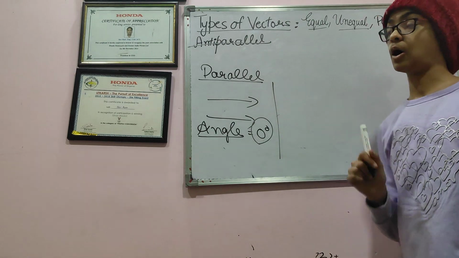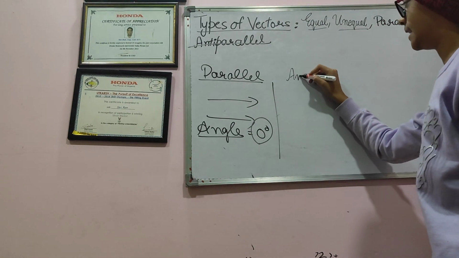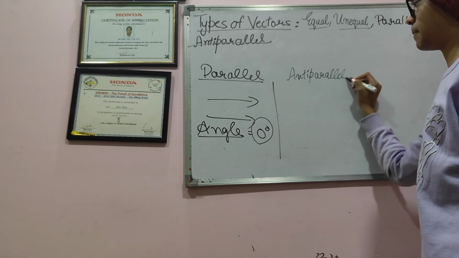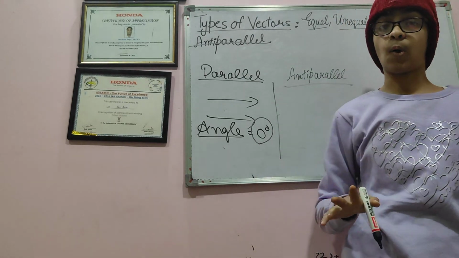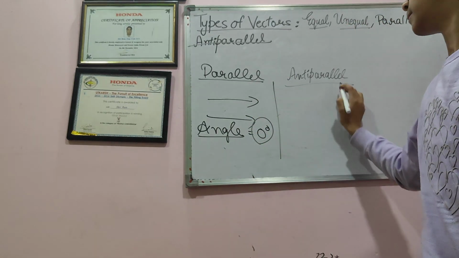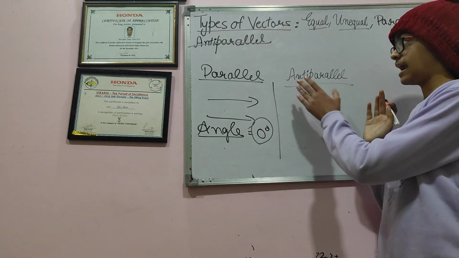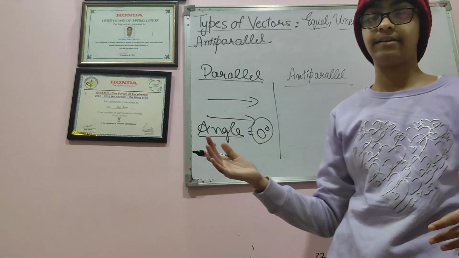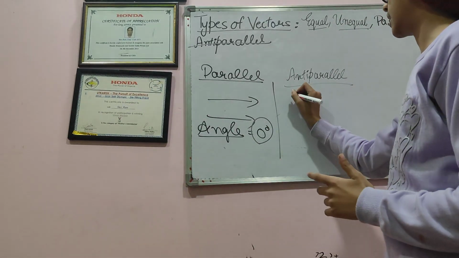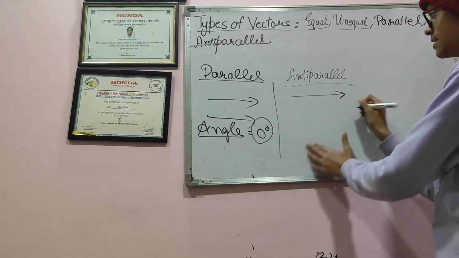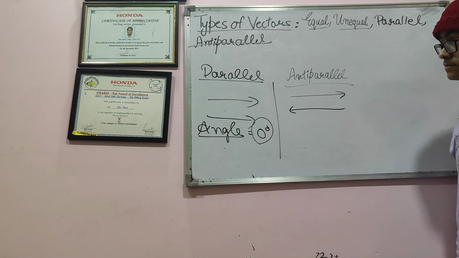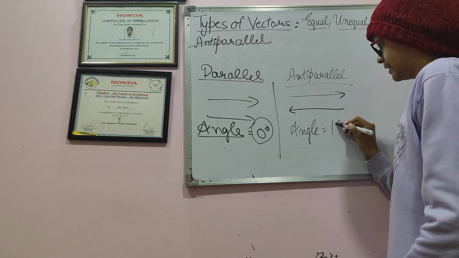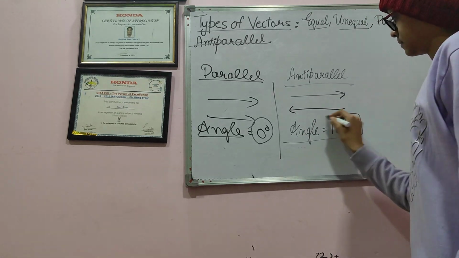But when we are talking about anti-parallel, you're thinking anti-parallel is like intersecting? No. It is parallel only, as it has the word parallel in it. But in anti-parallel, they both go in different directions. Means they are parallel, but they go in different directions. Like this vector is going to the right side, and this is going to the left side. Okay, and the angle between these is 180 degrees.